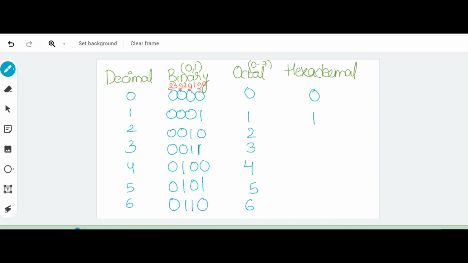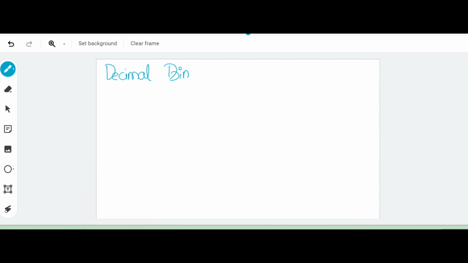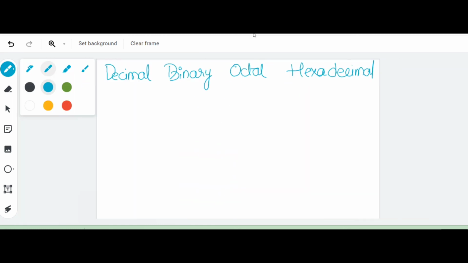Similarly for hexa also, till some point we do not face any problem. This is also, remember it. Okay, so now in the next page I'm writing from 7, and let me do it once again. Here we are taking decimal, then binary, then octal, and then hexadecimal. Okay, fine. So now I'm continuing from 7. Let me write 7, 8, 9, 10, 11, 12, 13.